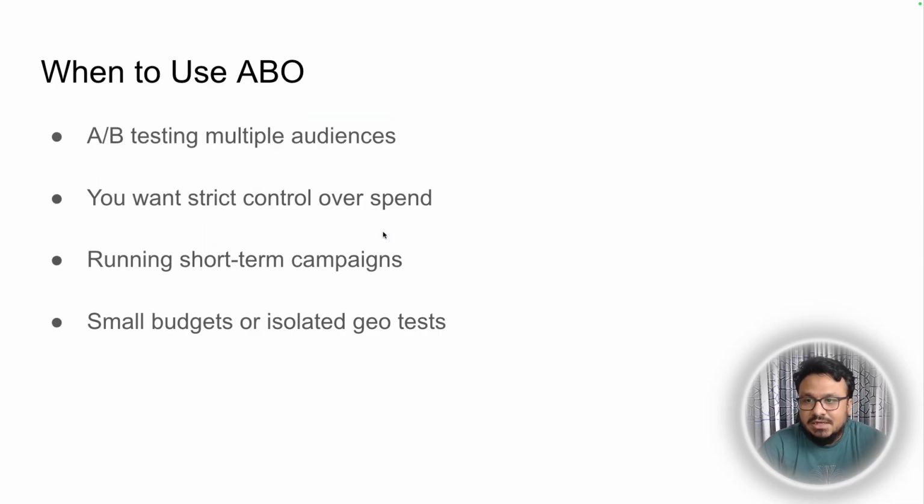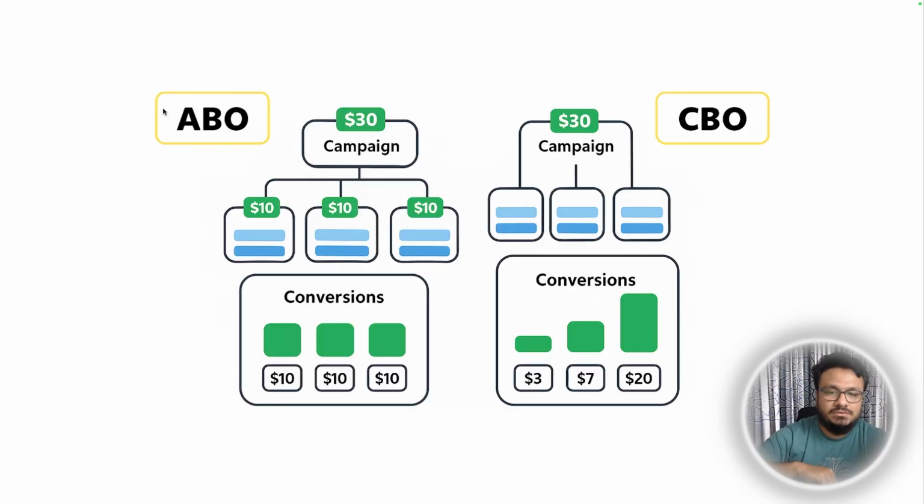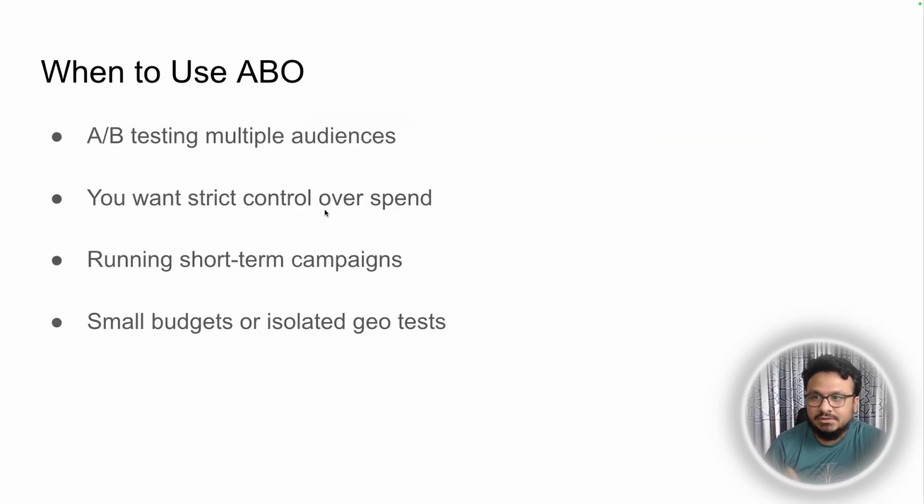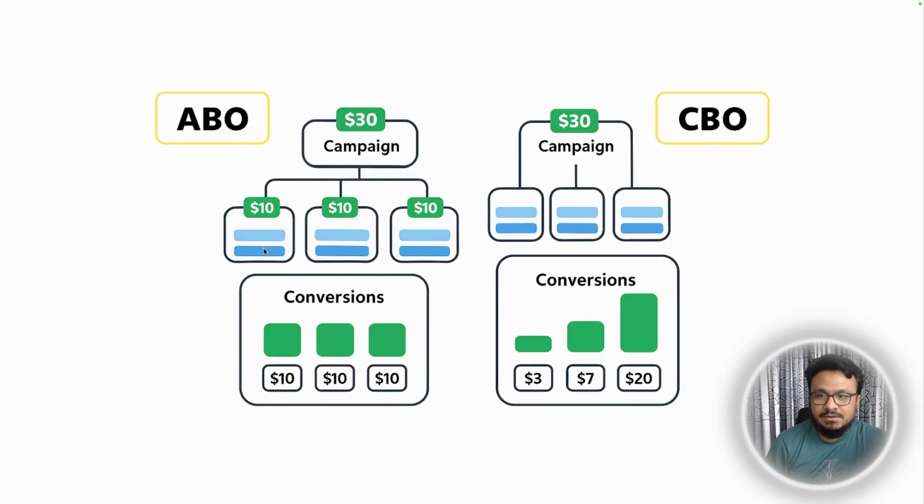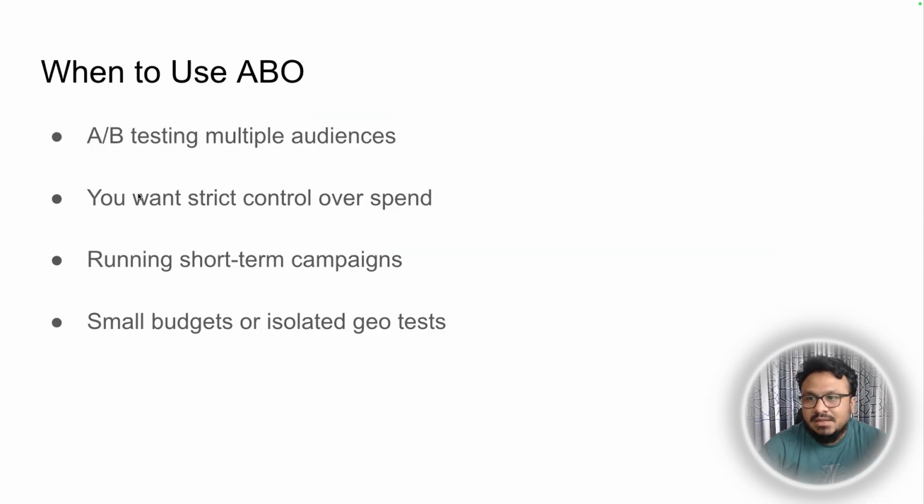Let me go to the next one. So when to use ABO? ABO means ad set budget optimization, where you define the budget on the ad set level. When you're testing multiple audiences, so basically you have 3 ad sets and you have 3 different types of audience in each ad set. Now, when you want to do that, you want to give equal budget to all these ad sets and see how they perform. The best performing one will be your winning audience, right? Now, next thing, you want a strict control over ad spend.